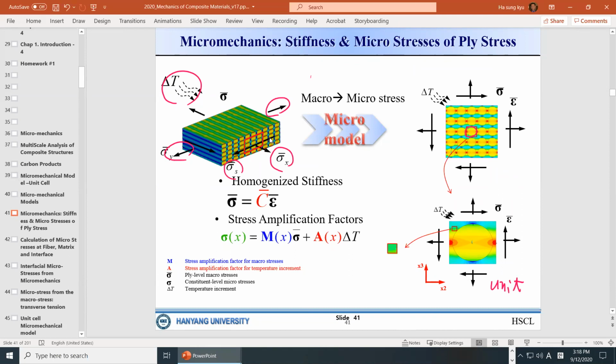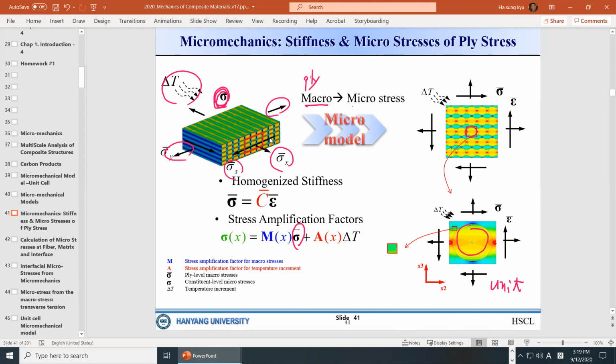Unit cell micromechanical model, where we have fibers and a resin. What we would like to do is this: sigma bar is the stress we apply. Now this is a very important concept. Sigma bar is the stress we are applying at the macro, ply level. This is the ply level.